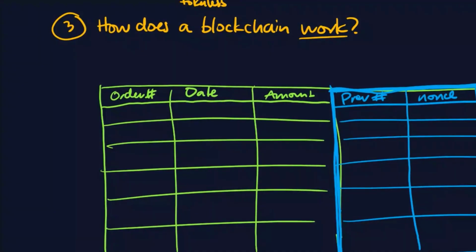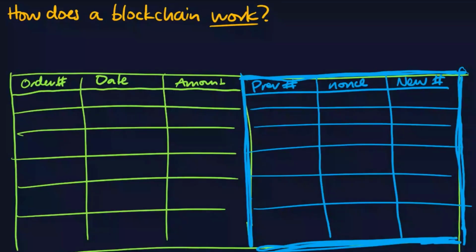Okay, so nuts and bolts. How does a blockchain work? Let's say we have a database, and this is going to be my sales transactions. We've already talked about databases. You should be familiar with this.